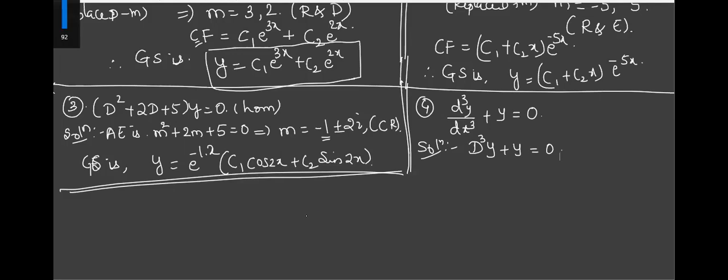Now, what is the next step? Y is common. What will you get in the bracket? D cube plus 1, into y equal to 0. Okay, so this is in the required format. So what is the next step here? Auxiliary equation. Take it in the calculator and tell me the values. Let me see, will you tell correctly or not?